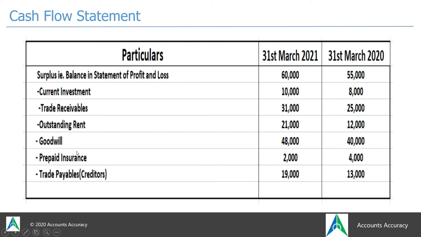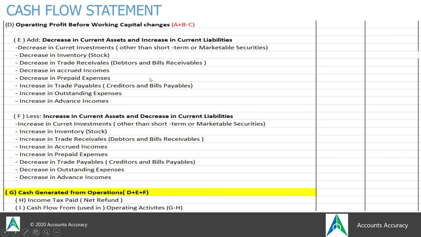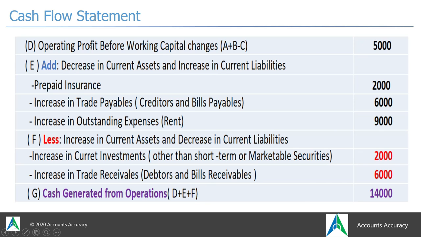Then we have Goodwill. Goodwill is a fictitious asset. We need to leave this, because this should not be included in operating activity. Then we have prepaid insurance. Prepaid insurance is a current asset, and current asset is decreasing over here by 2,000. Current year's amount is 2,000 and previous year amount is 4,000. So there is decrease in current asset by 2,000. This needs to be added, because as per the format, decrease in current asset needs to be added. Then we will simply add this 2,000 value to 5,000.